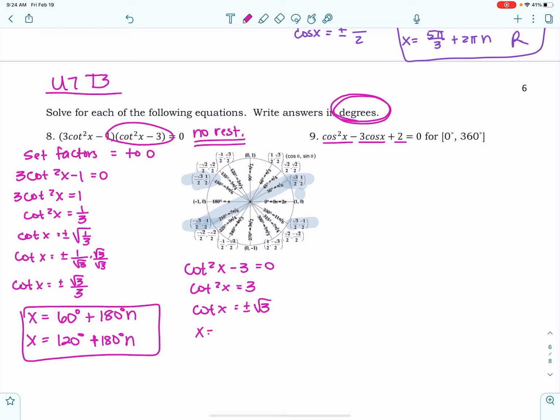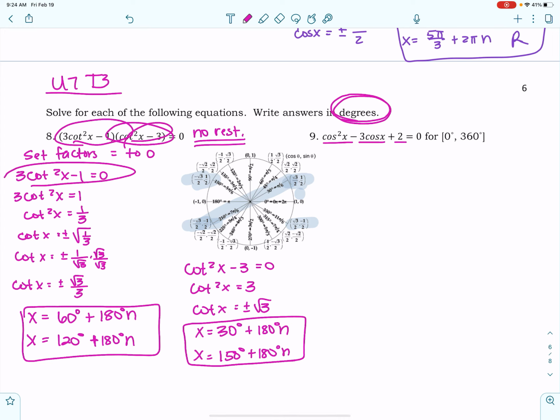So for these, x is going to equal 30 degrees plus 180 degrees n, and x is also going to equal 150 degrees plus 180 degrees n. Sorry, I forgot about that. So both of those factors, right? Set the factors equal to 0, this one and this one, so those are your total solutions. Sorry, babies. Okay, so for number 9, now I can go ahead and address that.